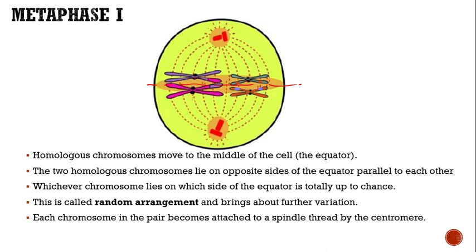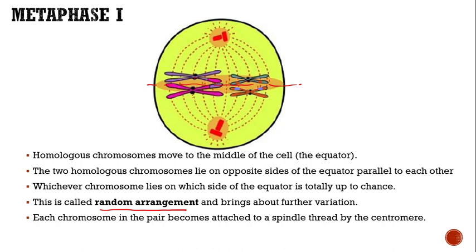Then what will happen? Now they will lie in such a way that it is random, like your homologous pairs will lie randomly. As to which one lies on which side of the equator, it is completely random. That is a random arrangement of chromosomes, which brings further genetic variation. So the first genetic variation that we see is brought about by the process of crossing over. And then the second one is during metaphase, during random arrangements. They're basically going to lie randomly on the opposite sides of the equator.